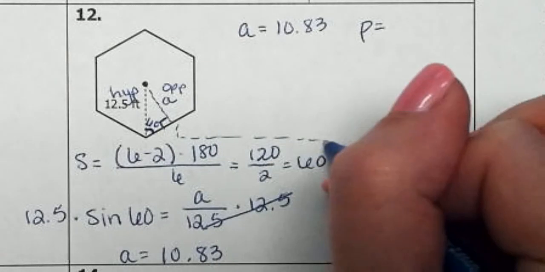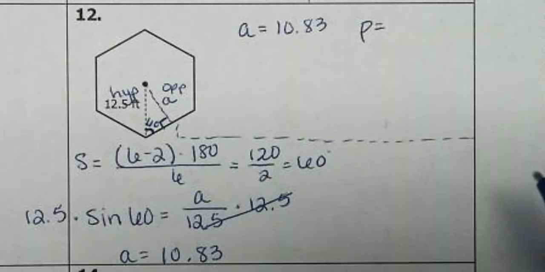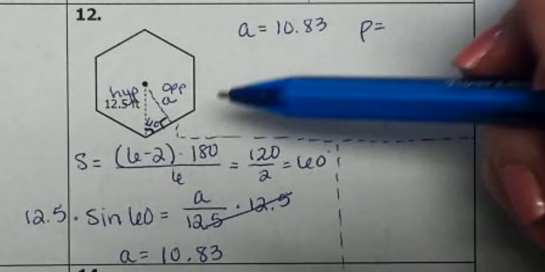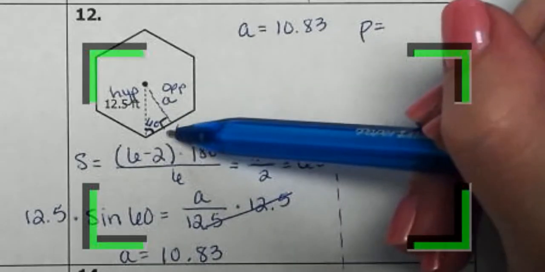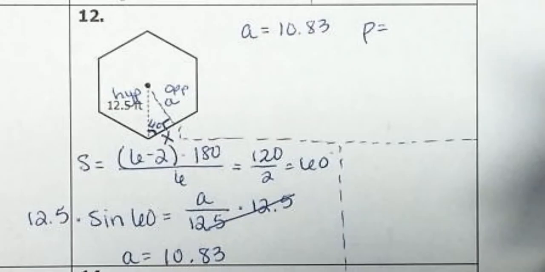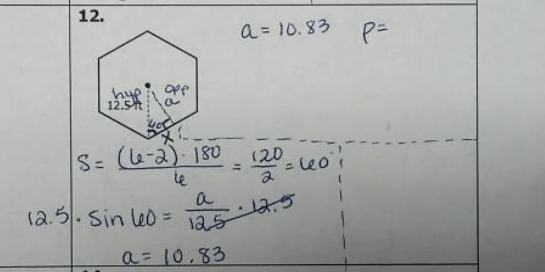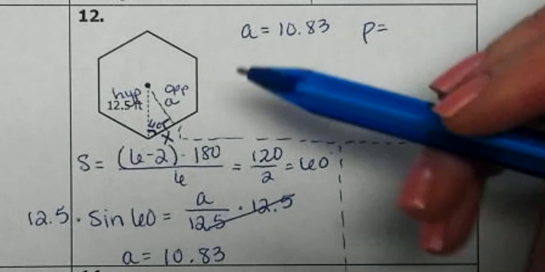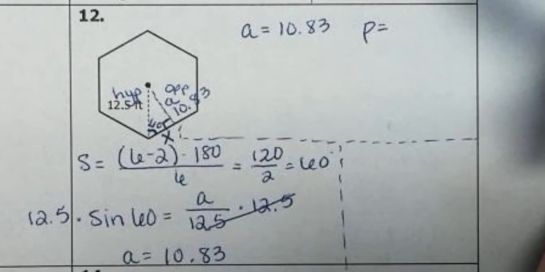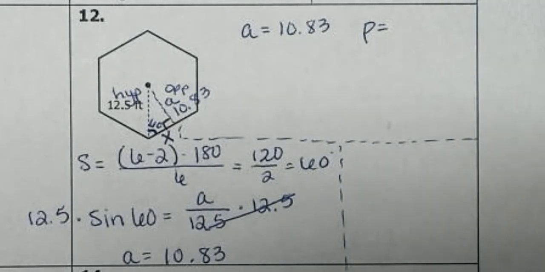I'm not done yet though. The other part is that I need this piece right here, this side. I'm going to name it X, okay? Now I could use another trig function to get it, or now that I know the apothem, which is 10.83, I could use Pythagorean theorem, which I think is just a bit easier. So that's how I'm going to do it.